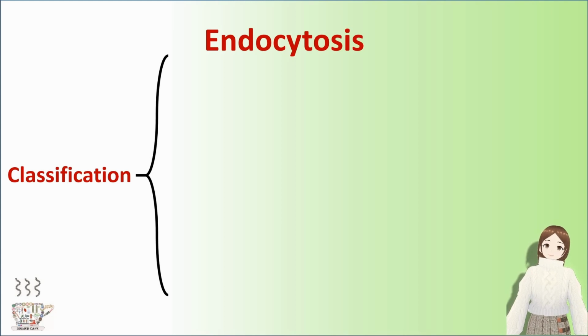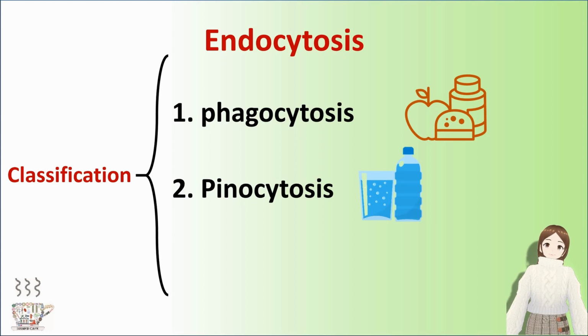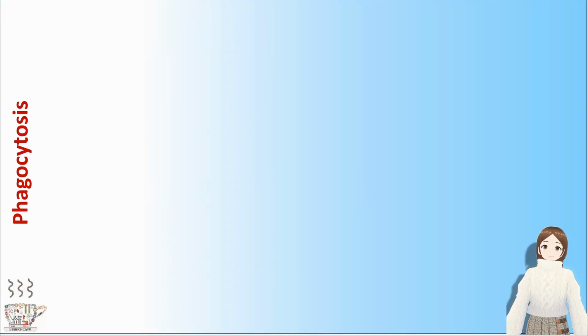Endocytosis can be divided into three subgroups: Phagocytosis, Pinocytosis, and receptor-mediated endocytosis. Phagocytosis.